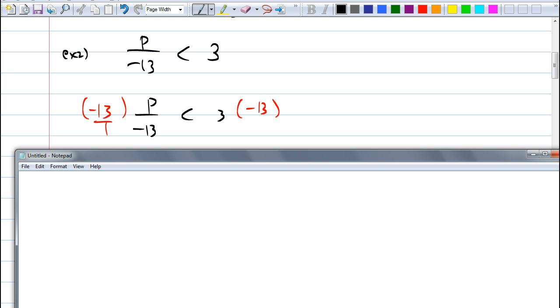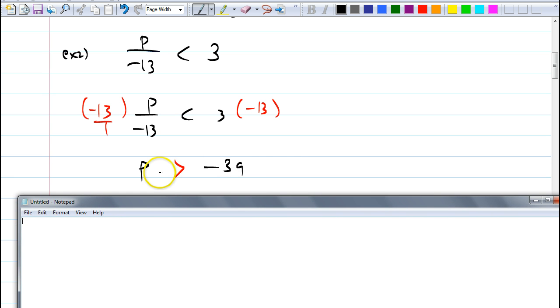I'll wait. Everybody try. All right. How about Royce? Tell me what to write. P is greater than negative 39. Good. Negative 39 is correct. How many people remember to reverse the inequality symbol? Very good. Okay. Why do we reverse this time?